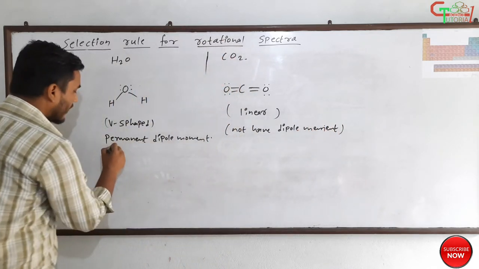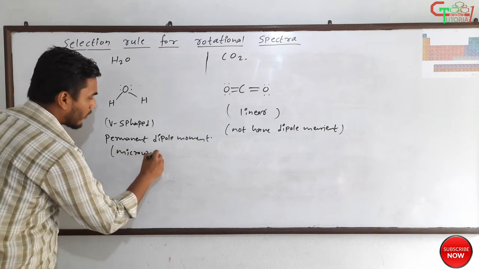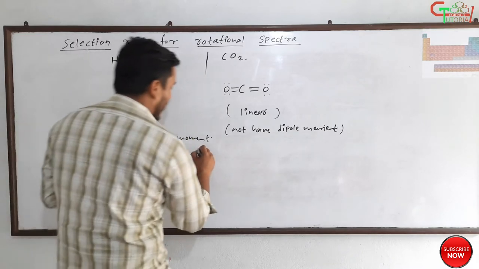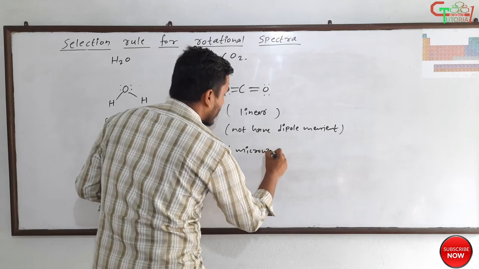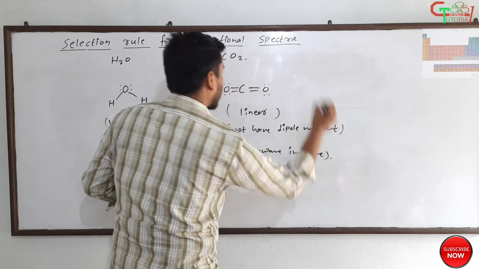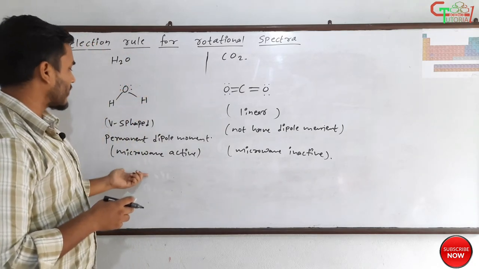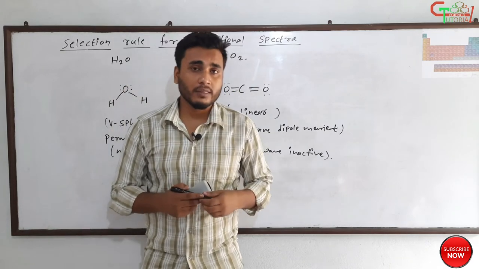So this will form, that is, this is microwave active. Microwave means rotational. And this is microwave inactive. So this is the condition. See, H2O forms rotational spectra, but carbon dioxide do not form rotational spectra.